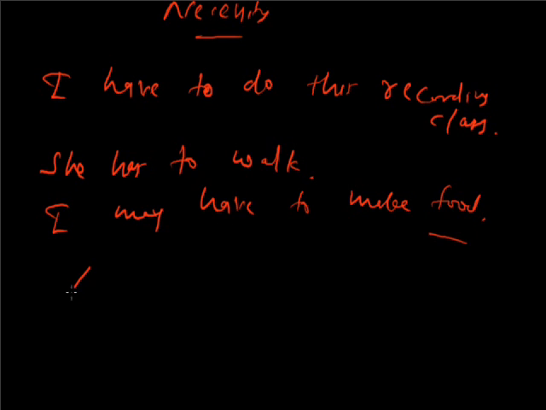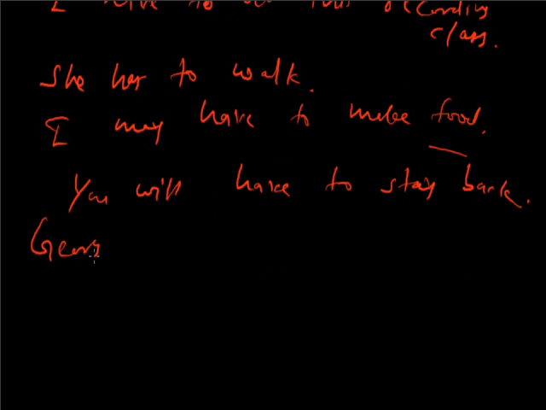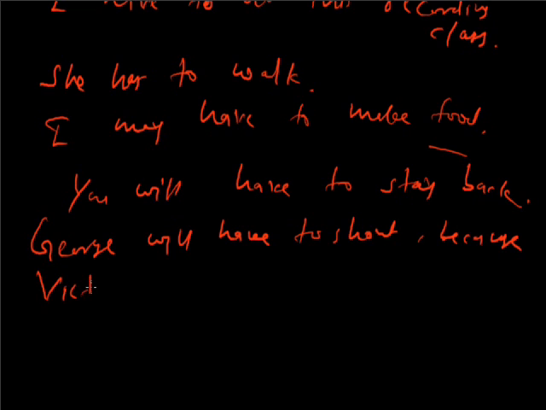See, you will have to stay back. You'll have to stay back. George will have to shout because Victoria is hard of hearing. Because Victoria is hard of hearing, George will have to shout in her ear. Clear? Will have to. Doesn't want to, but will have to. No other way. Because the person he's talking to is hard of hearing.